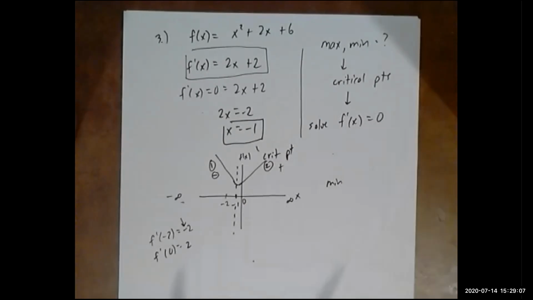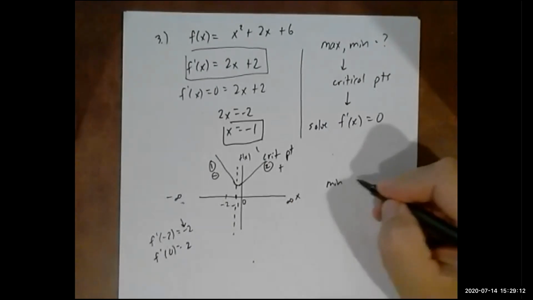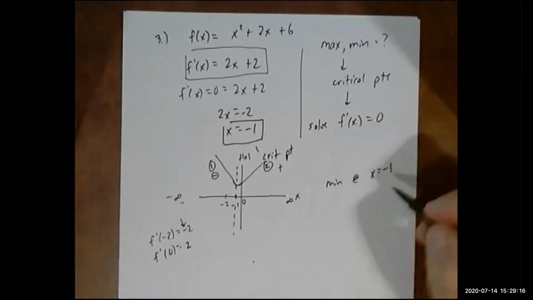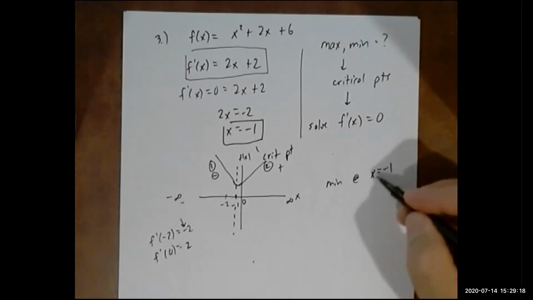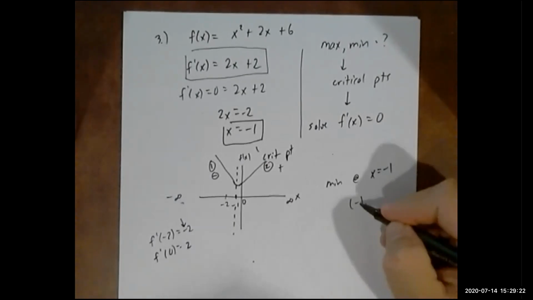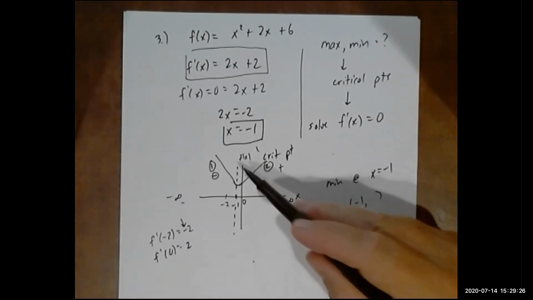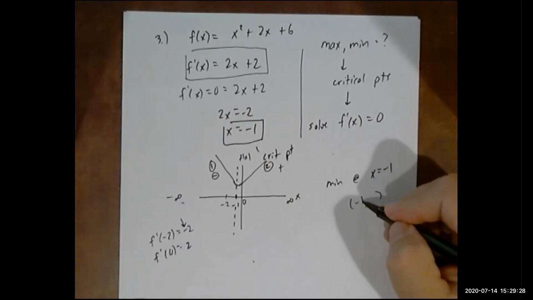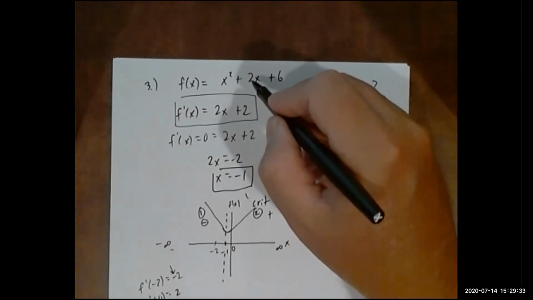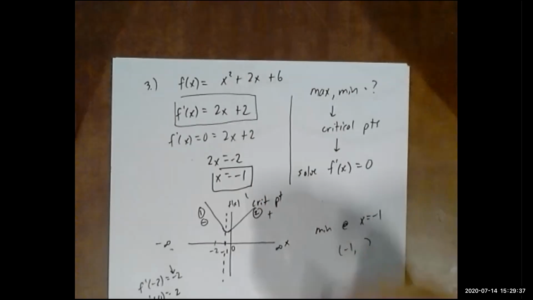Now, the interesting thing is, I don't know if they ask for the value of x. Sometimes they ask for the point. So I can say minimum at x equals -1, but sometimes they want the whole point. Now, if I want to get the whole point, x is -1, but what's the value of the function, or what's the value of y? I have to plug -1 back into my original equation. Don't plug it into the first derivative, plug it into the original equation.